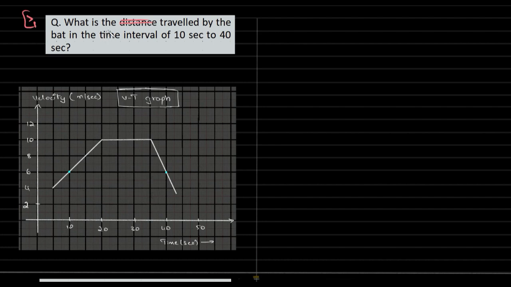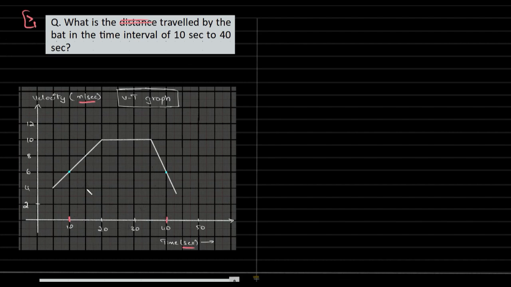But anyway, I want to be very specific about what you're finding when you're working with a velocity-time graph, and that is displacement. So we're looking at finding the displacement of the bat during the time interval 10 to 40. The units are meters per second, and we have this in seconds. So 10 seconds is here and 40 seconds is here.